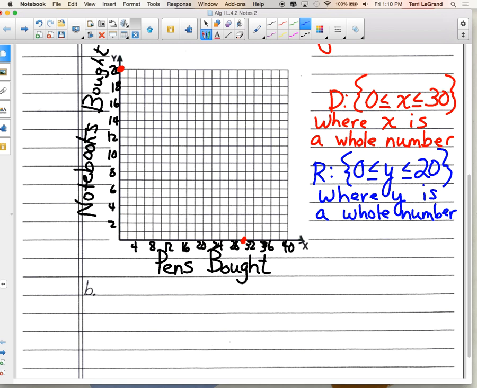Okay, so what do we have then? What kind of a line do we have? A line segment, okay? So you're only going to draw a line segment between the two intercepts, and then because we've already stated that x has to be a whole number, we know that not every point on that line segment would count, but only the whole number combinations would.